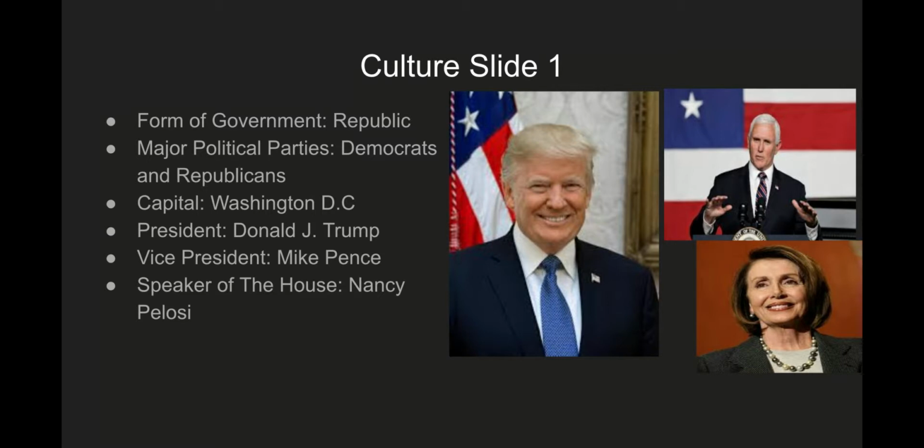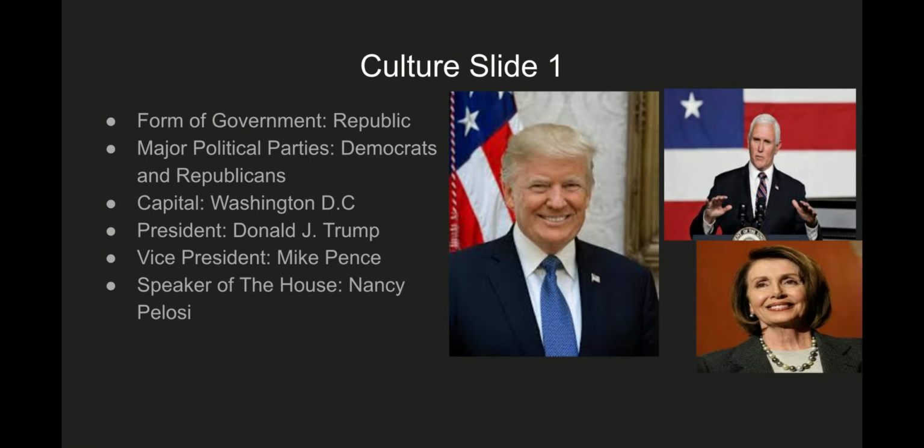So the first slide, I would prefer for it to be more about your form of government and your politics. So what I did here, I said the form of government is a republic. That's what the United States is. I listed 2 major parties, the Democratic Party and the Republican Party. I listed the capital of the United States, which is Washington, D.C., the president, which is Donald J. Trump, Vice President Mike Pence, and Speaker of the House Nancy Pelosi.